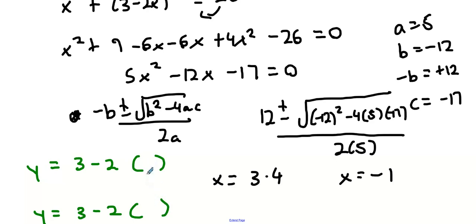Why did I leave a gap there? Can anybody tell me? Yeah, so I'm going to put in an x value, haven't I? One of them's minus 1 and the other one's 3.4. All right, do me a solid there. What do you get for y when it's minus 1? You always that? Right, so minus 1 and 5.